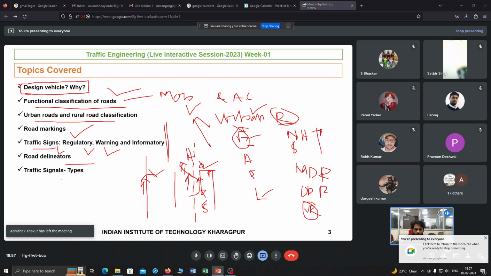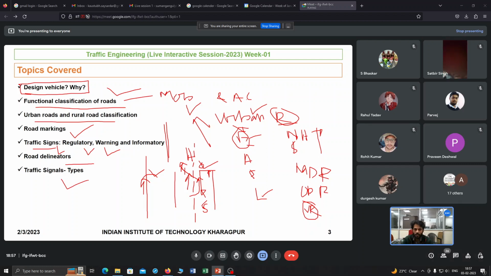Then, as I already mentioned, the traffic signals. There are two types of traffic signals generally: pedestrian as well as vehicular. Vehicular signals are of many types. So what are the types? It may be semi-automated, it may be an automated signal, and what we are actually seeing on most of the Indian roads are the fixed type traffic signals, right?